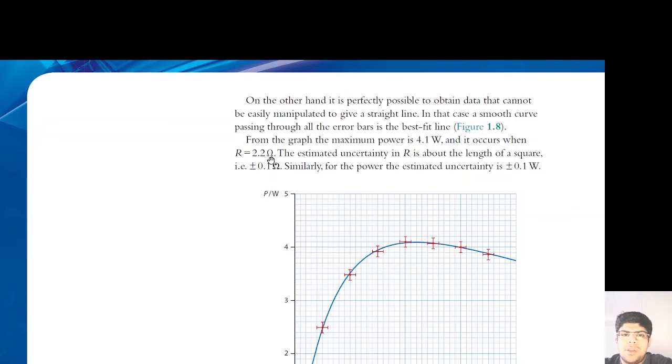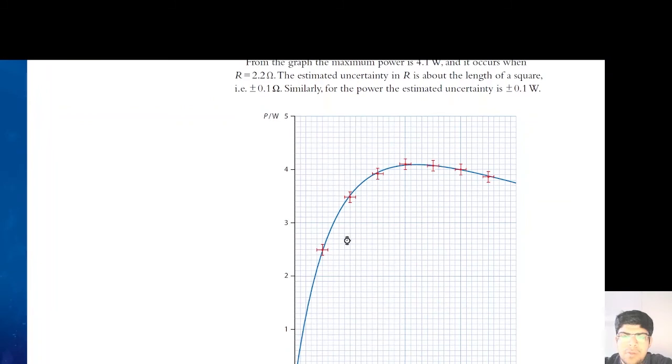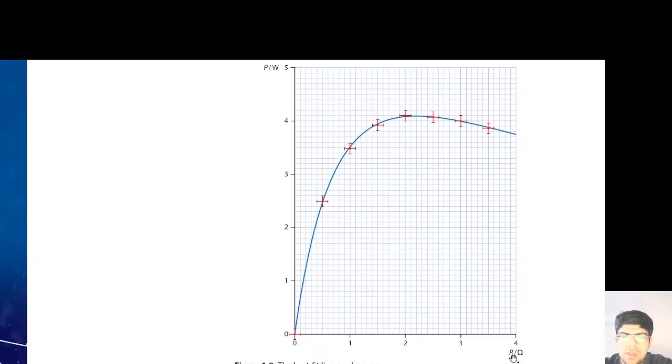Does anyone know what this symbol stands for? This is the ohm, like the resistance. The estimated uncertainty in R is about the length of the square, so 0.1 ohm. Similarly, for the power the estimated uncertainty is 0.1 watt. This power is in watts and this is the resistance.